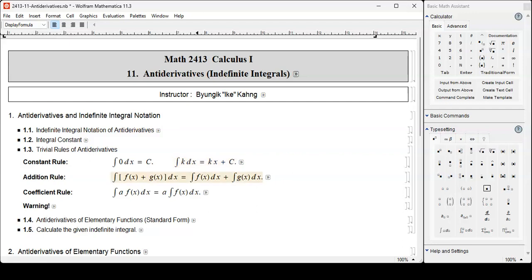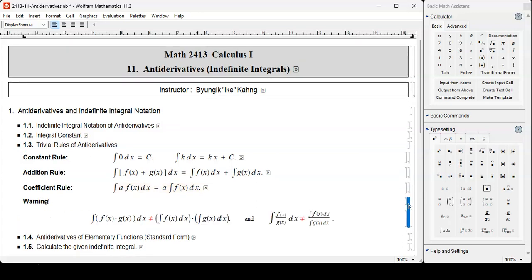Next, addition rule. The derivative of a sum is the sum of the derivatives, right? Likewise, the antiderivative of a sum is the sum of the antiderivatives. Same goes for the coefficient rule. You can multiply by a coefficient either before or after taking the derivative, so you can do the same thing for antiderivatives. Here's a bit of a warning here.